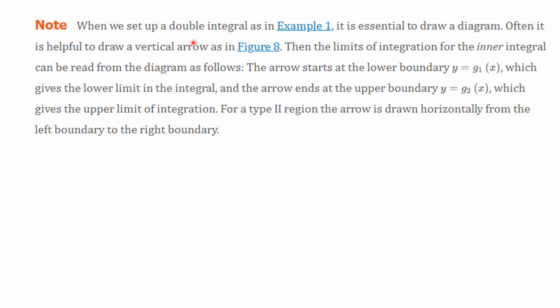Now note, when we set up the double integral, it's essential that you draw a diagram. And it's helpful, and I would almost say essential, that you draw a vertical arrow to help you with the limits of integration. Then the limits of integration for the inner integral can be read from the diagram, from the lower boundary to the upper boundary. And for type 2, the arrow is drawn horizontally from the left to right boundary, and you can read it off your drawing again.